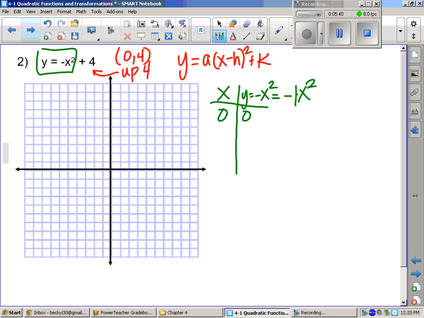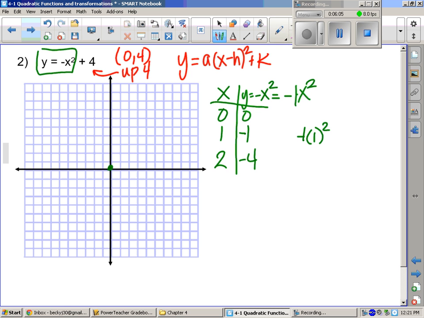If I were to pick my 1, now this time I don't have to pick any special multiples because there's no fraction. So when I plug that in, I'm going to square my 1, but then I'm going to have to multiply it by -1, and the answer will be -1. If I were to plug in a 2, same thing, I'll square it and then multiply by -1, and I will get -4. Do I need to pick any negative numbers for the chart? No, because it should be symmetric.